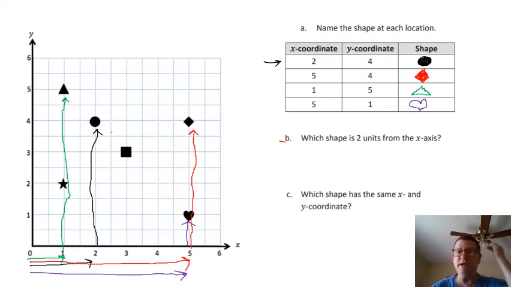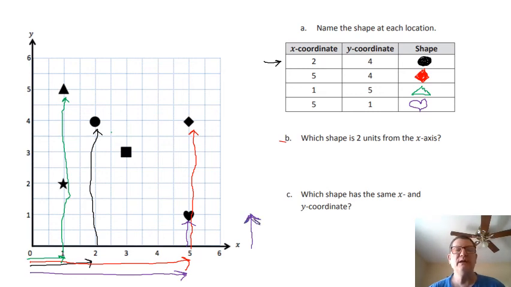Let's take a look at the next couple questions. Which shape is 2 units from the x-axis? Now, in this one here, we're not asking anything about the y-axis. Just want to know which one is 2 units from the x-axis. Now, this is another one where some people get confused. It didn't ask 2 units on the x-axis. It wants to know from the x-axis.